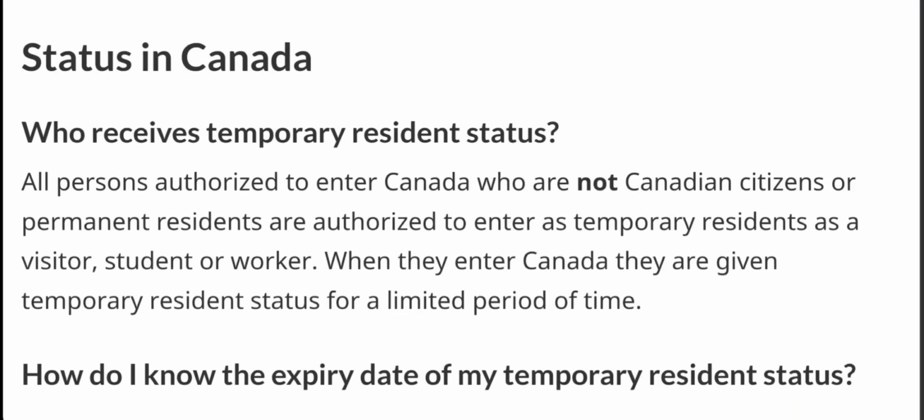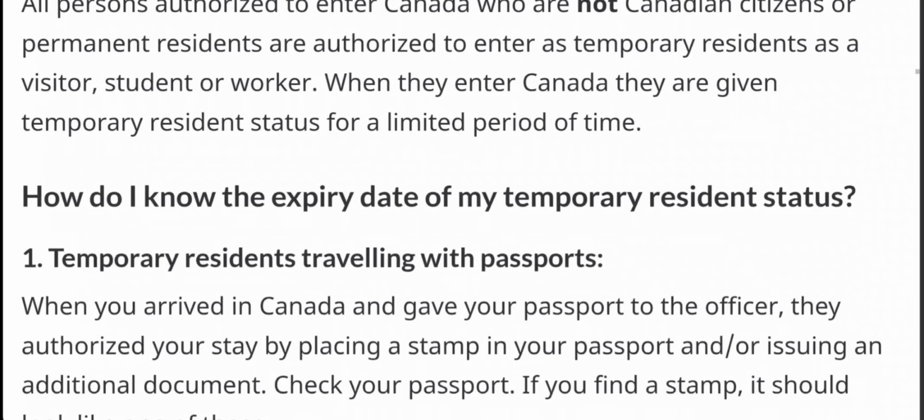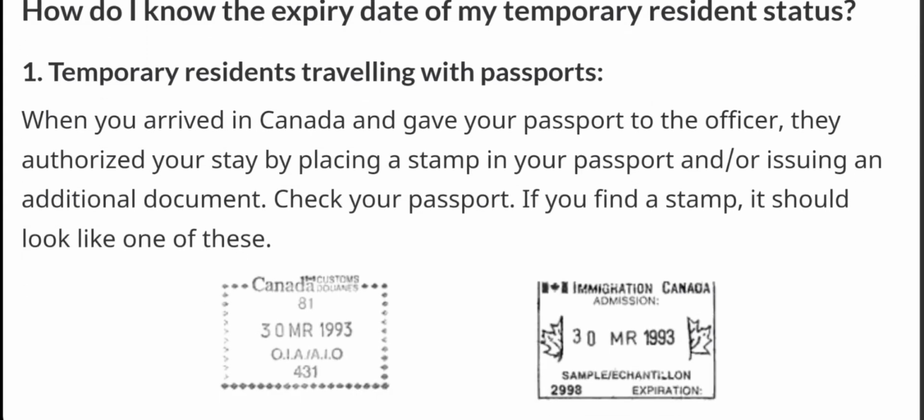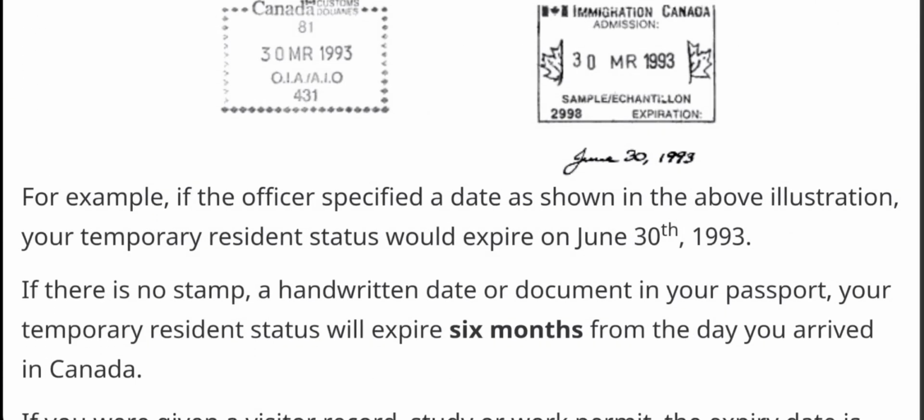Now, if you are parents and grandparents already in Canada, you may apply to extend your stay in Canada through the CPC. Now, who receives the temporary resident status? It is trying to tell us that all persons authorized to enter Canada who are not Canadian citizens or permanent residents are all temporary residents in the country. Now, how do I know the expiry date of my temporary resident status?